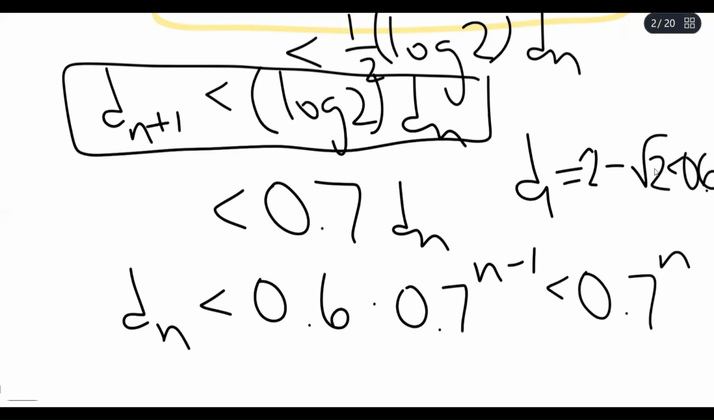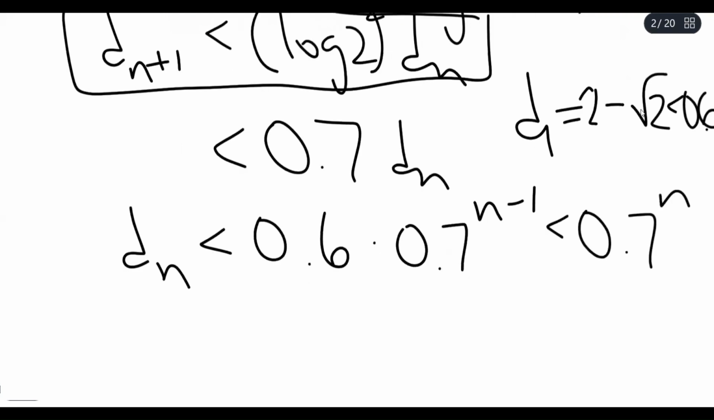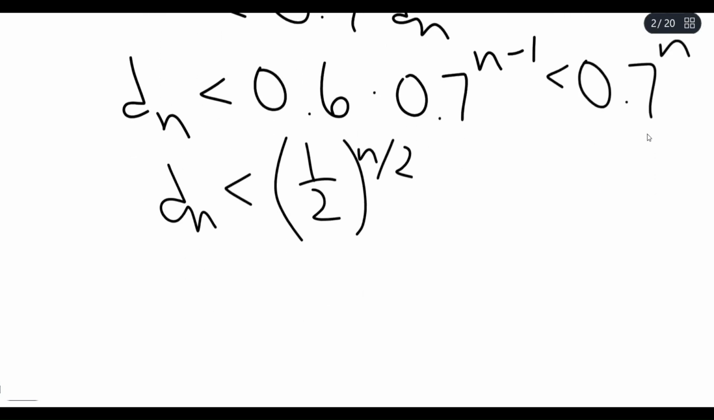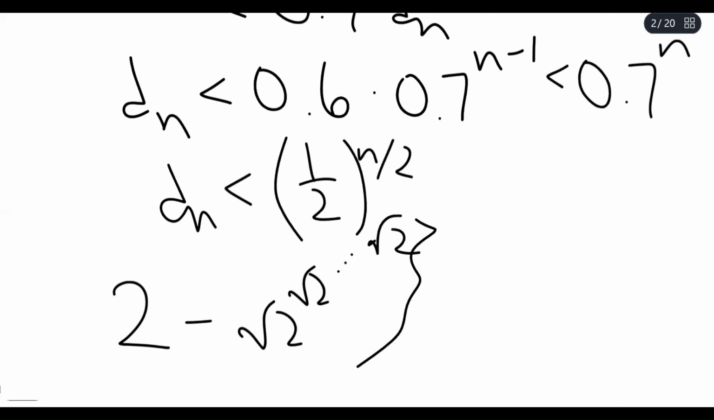Okay, 0.7 to the n is a bit hard to estimate, but fortunately, if you square it, you get 0.49, which is pretty close to a half. It's less than a half. So we get d_n is less than a half to the power n over 2. So what we've shown is that this whole thing is positive, but it's less than 1/2.